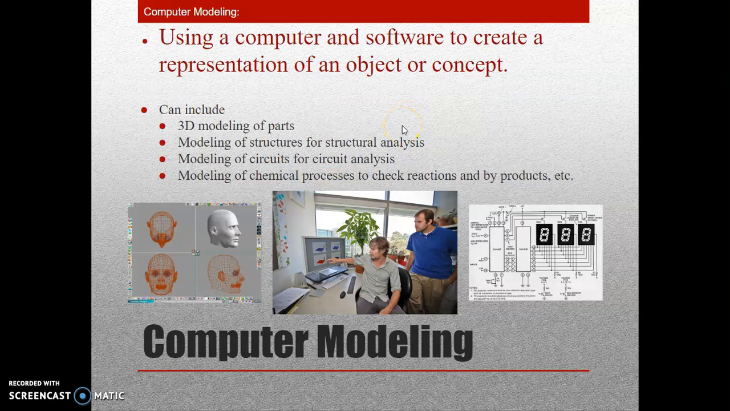Okay, then we have computer modeling. This is mainly what we teach here at school as far as the tech ed teachers go. Computer modeling is using a computer and software to create a representation of an object or concept. So if you've ever worked in SolidWorks, 3D modeling, that is a perfect example of what that definition says. Okay, you're using a computer to actually model and make an object's looks on the computer, how it looks.